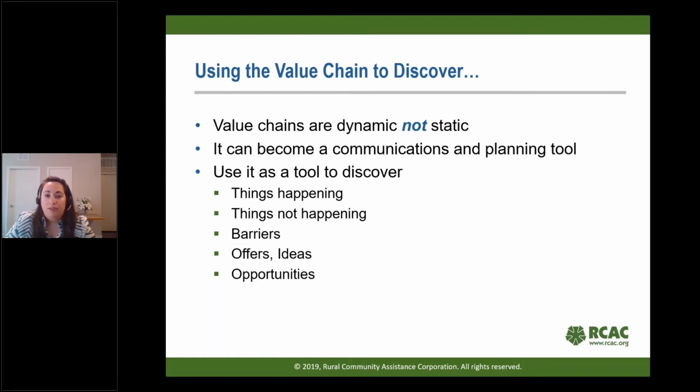As you build out a value chain, the coordinators and core partners will begin to interact through meetings, smaller exchanges, and the sharing of information. By using your value chain as a communications tool, you can start to discover things that are happening, things that are not happening, any barriers that may exist, and any new offers, ideas, or opportunities that come to light.